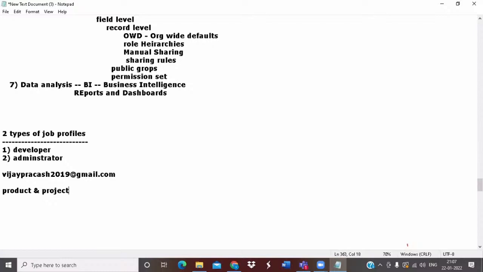Product is for selling. With the help of product, we can develop a project. No, not like that. Product is ready-made, sir. We buy it and customize it according to our needs. So project means developing from scratch based on the requirements, customer-specific requirements. Very good. We can customize. We can change according to the client's requirement.